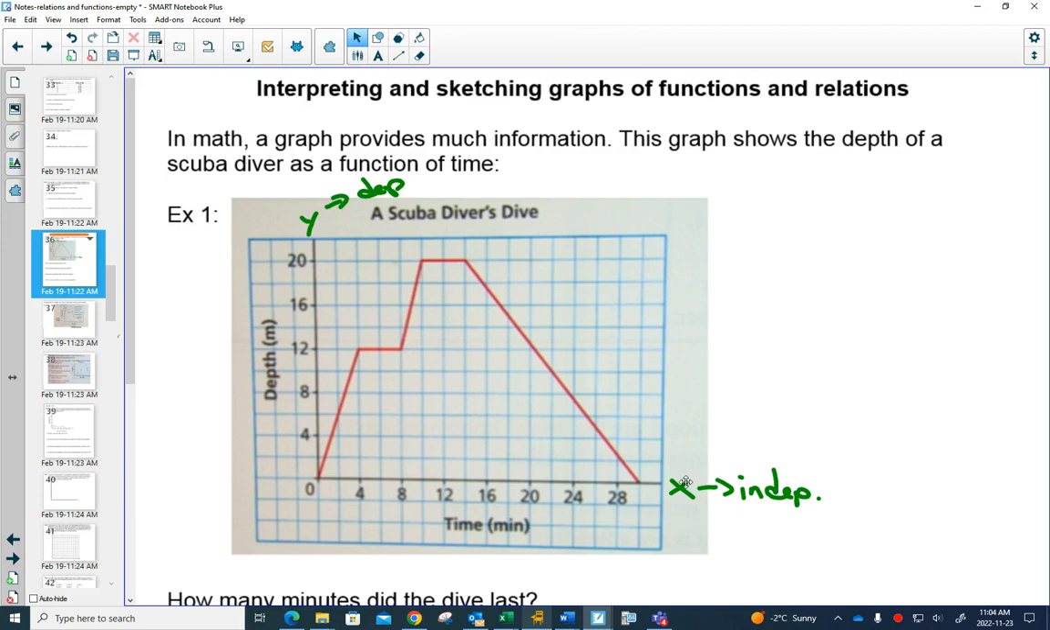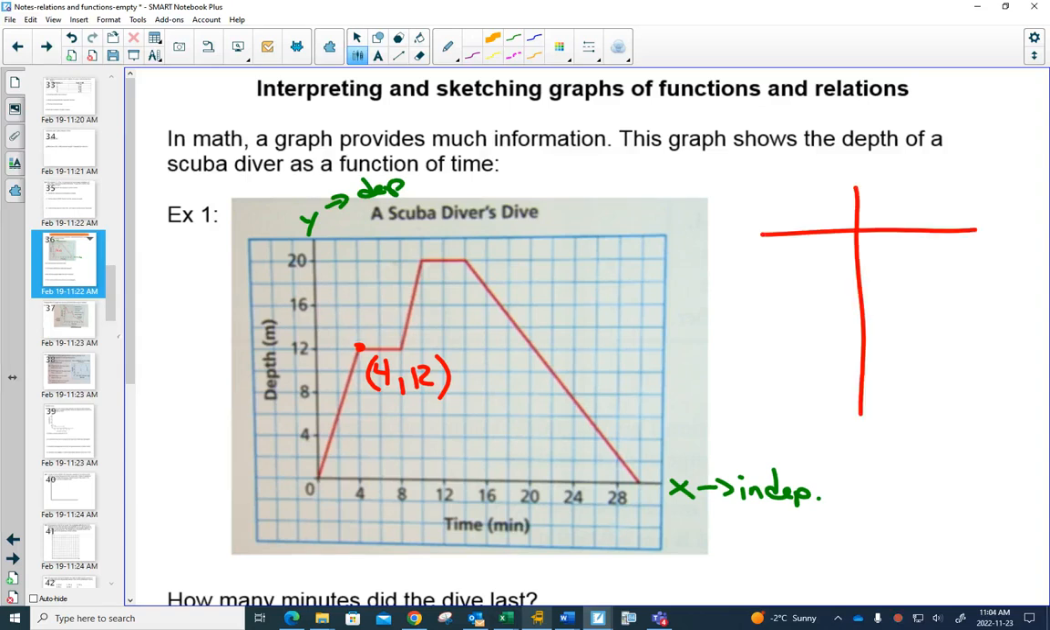So if I took a point, this point right here is the x is 4 and the y is 12. That would be that point on the graph. On a table of values, we would put time here and depth over here, and when the time is 4, the depth is 12. So it's really important that we're able to understand these things in multiple forms and translate from one to the other, right?